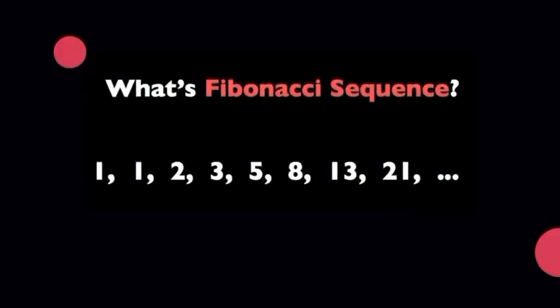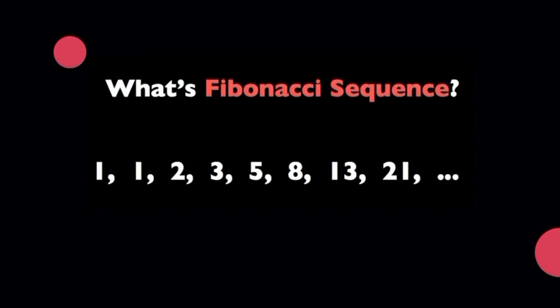So what is a Fibonacci sequence? It's a sequence of numbers that start with two ones at the beginning, and after that we just add the previous two numbers to get the next. So 1 plus 1 equals 2, and 1 plus 2 equals 3, and 2 plus 3 equals 5, and so on. And the problem here is to find the nth Fibonacci number. So if n is 6, the sixth Fibonacci number is just 8.